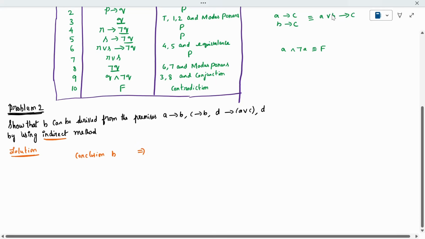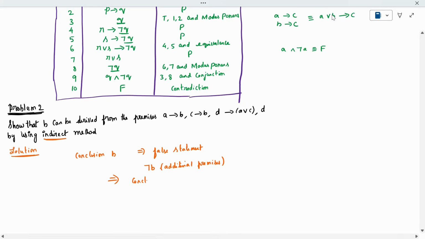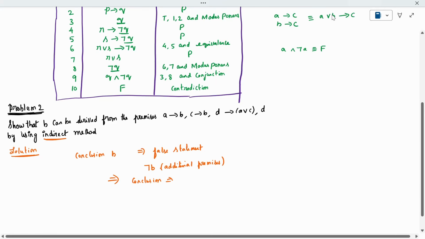What we have to do? We have to take a false statement. False statement is nothing but we have to take a negation of the conclusion, negation B, as an additional premise. We have to take it as an additional premise. Now the conclusion changes; we will be getting a contradiction, a false statement. So this is called the indirect method. Now we'll proceed with the table.